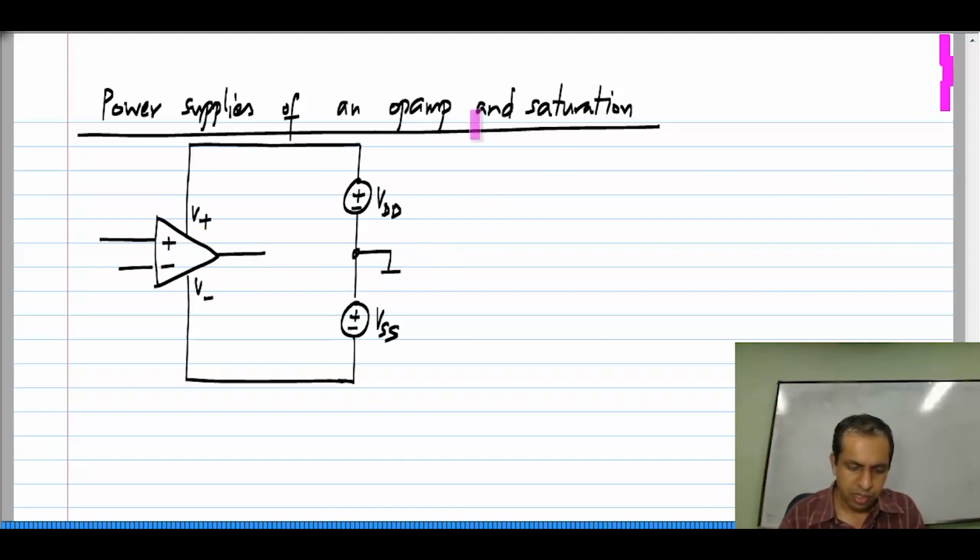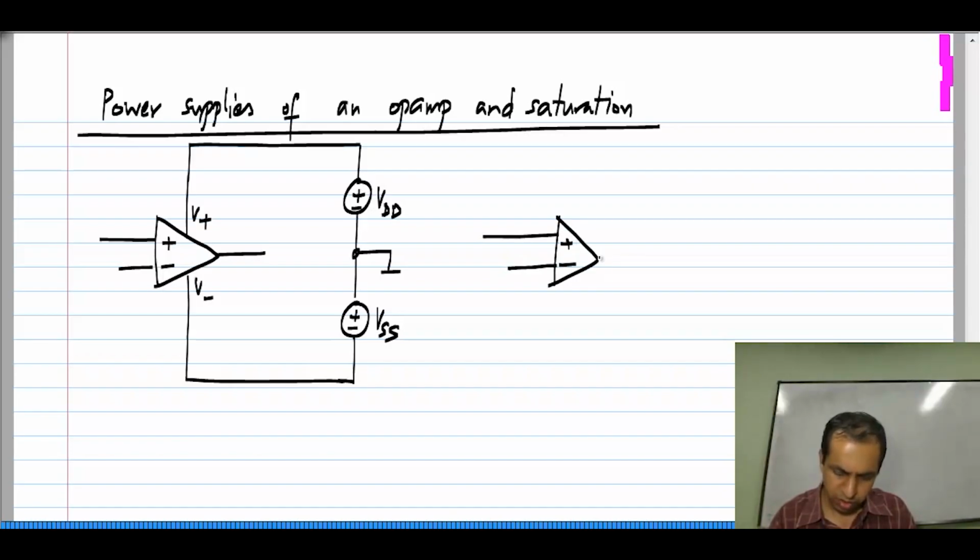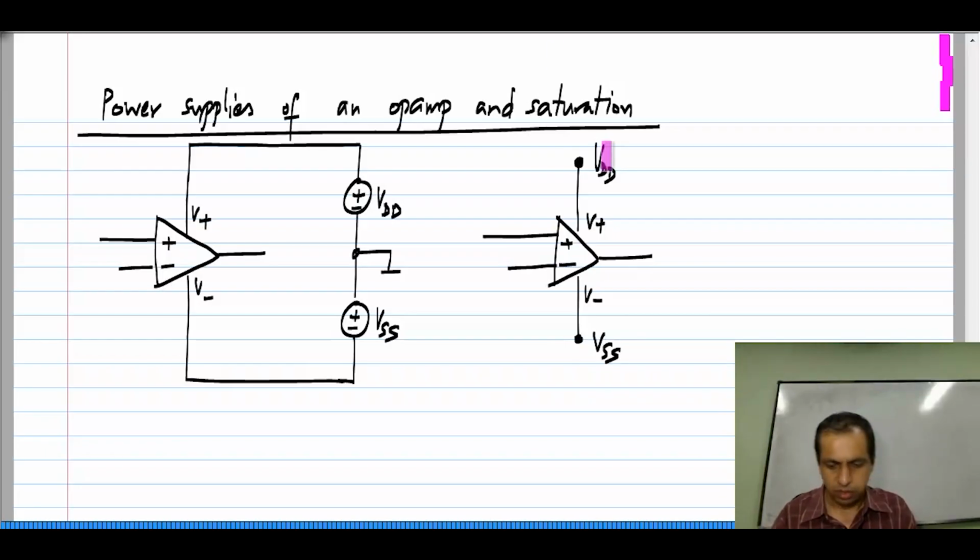And it is also quite usual to not show the power supply voltage sources like this, but to simply draw a picture of this sort. So, this is the V plus terminal, that is the V minus terminal, and it is simply indicated here that it is VDD and VSS. This means that there is a voltage source of value VDD connected between this terminal and ground, and this means that there is a voltage source of value minus VSS connected between this terminal and ground. This should be minus VSS.